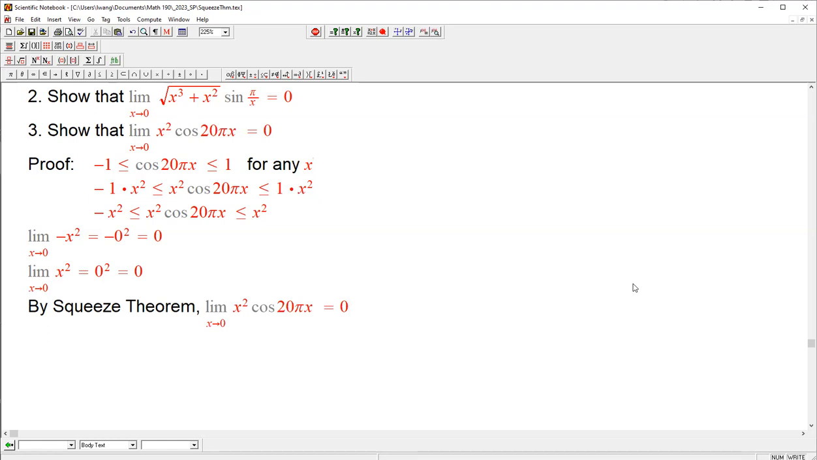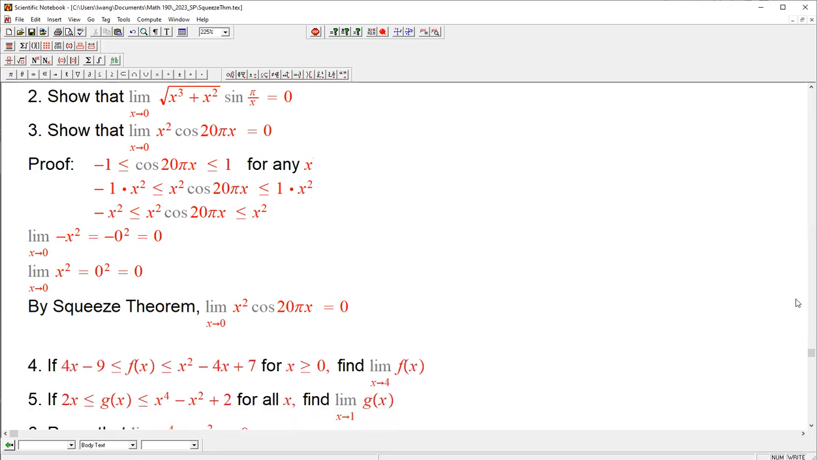You can see we follow some logical steps. Just be sure that every step you have a reason. Here we use the range of cosine, and we apply the properties for inequalities. We can multiply every side by a non-negative number. And we have identified the two functions that are squeezing the given function in the middle, and apply Squeeze theorem. Basically, just check those conditions.